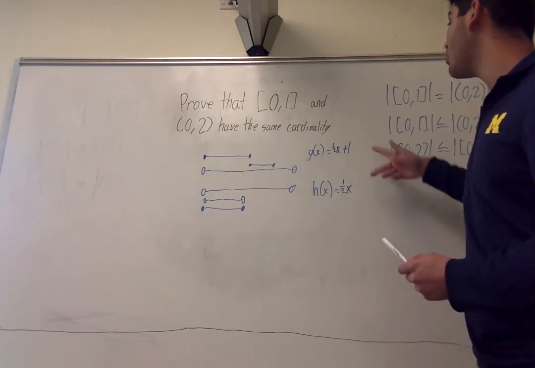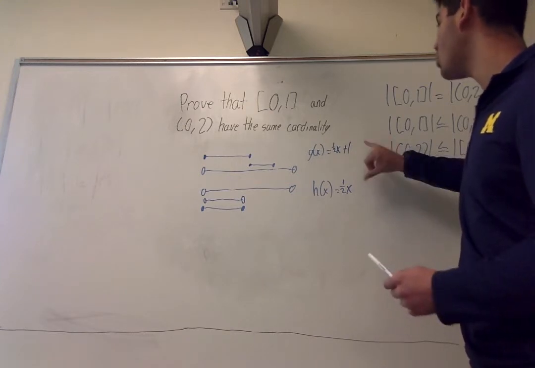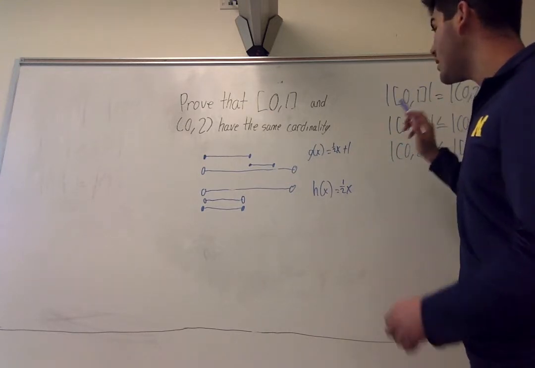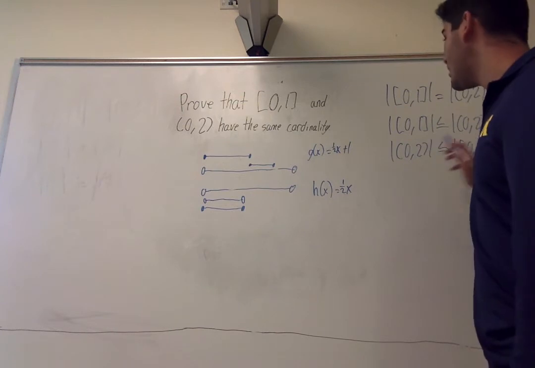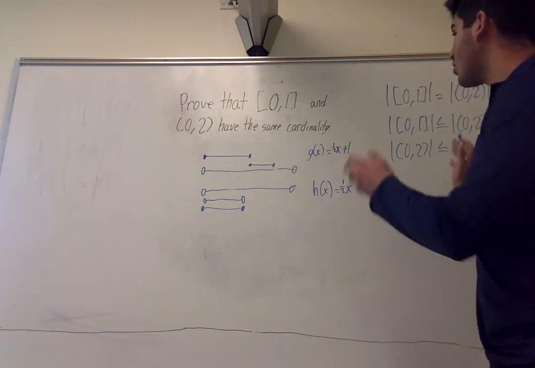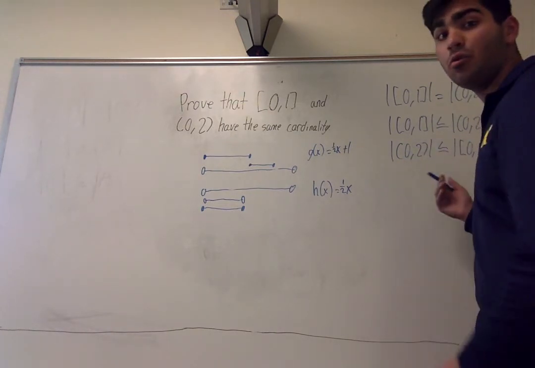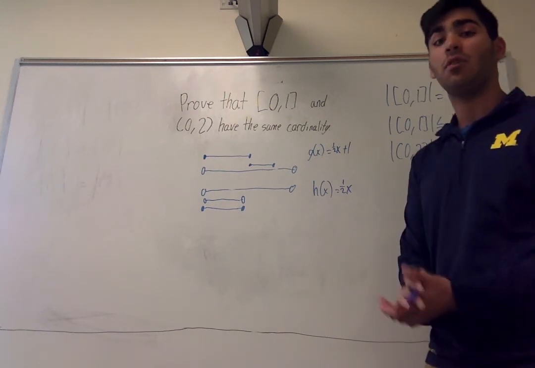So since we found two one-to-one functions that map from set A to set B and set B to set A, we can say that their cardinalities are less than or equal to one another, and hence equivalent.